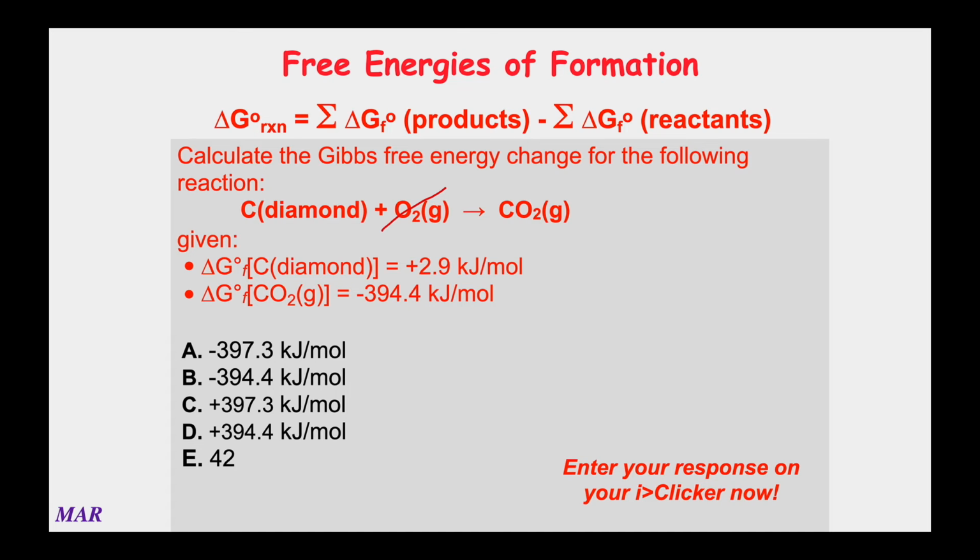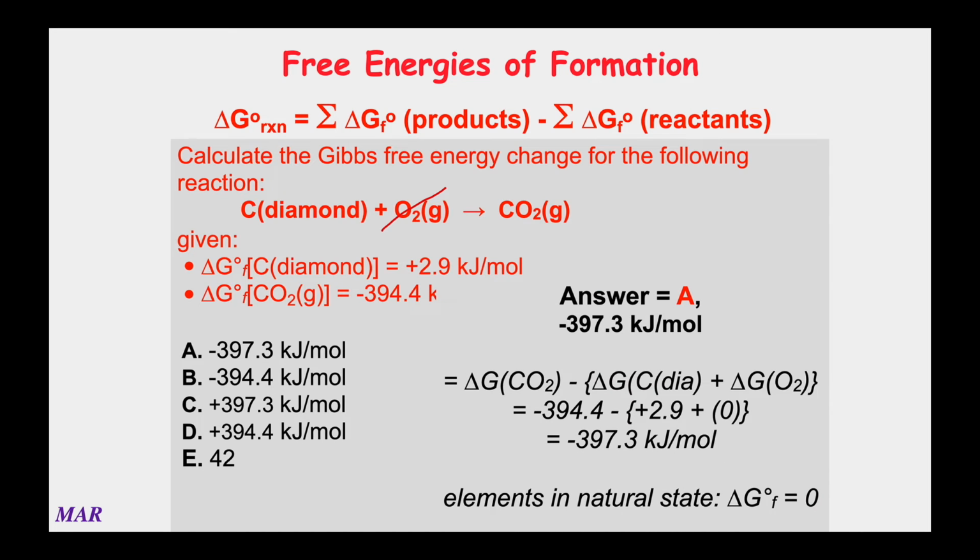So anyway, what you need to do is take the CO2 value and subtract the diamond from it. If you do that, you end up with negative 397.3 kilojoules per mole. Notice that diamond is not the natural state of carbon. The natural elemental state is usually graphite. So that's why you have a non-zero value there for delta G.